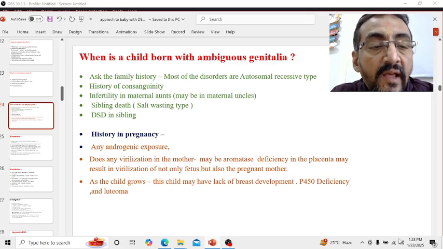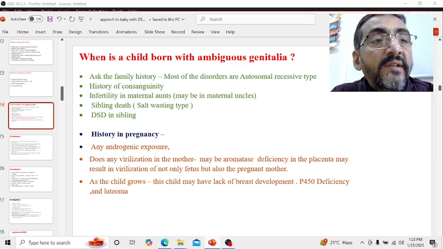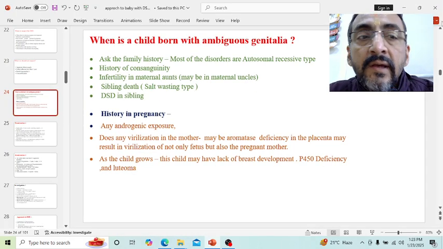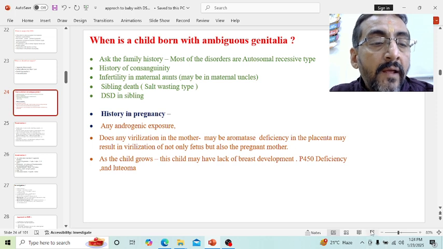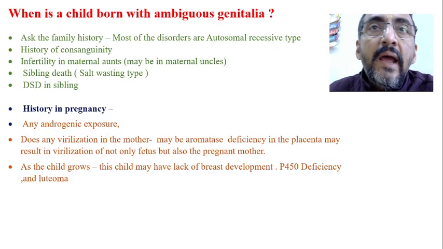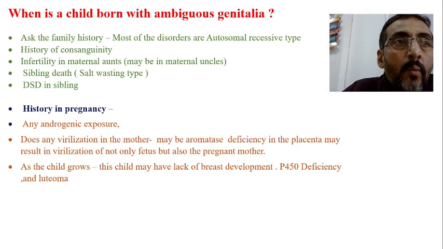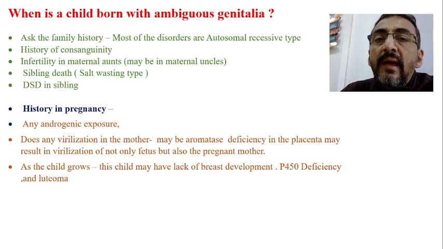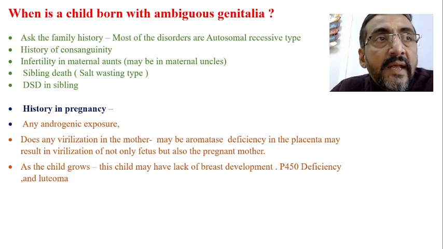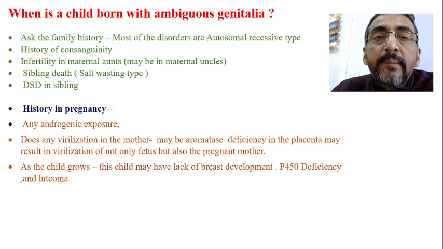My dear friends, as we know, we have been discussing differences in sexual differentiation in so many classes. In the last class, we have seen why there will be formation of ambiguous genitalia and what you have to suspect whenever there is ambiguous genitalia. So now today we will see an approach towards a case of ambiguous genitalia.